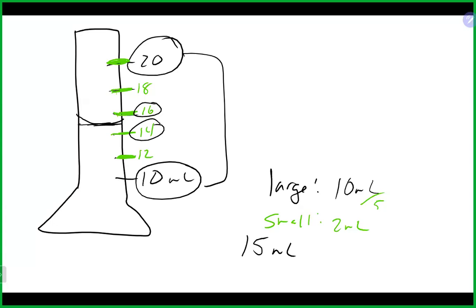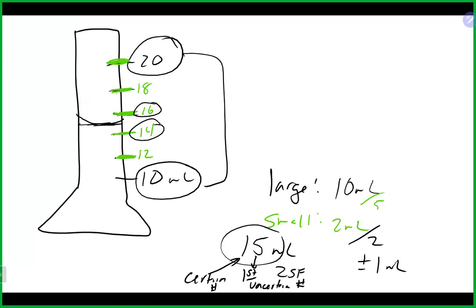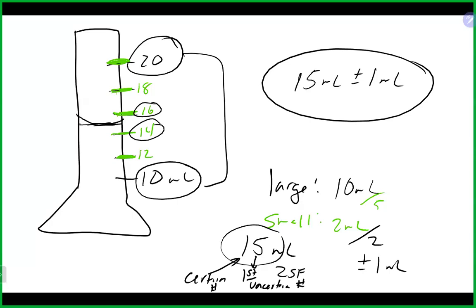That would mean, in this particular case, how many significant figures does it have? This number has 2 significant figures, right? So this has 2 significant figures. This would be my certain number. This would be my uncertain number, right? And if I do this and divide it by 2, it would tell me that really plus or minus 1 milliliter is the best I could do on that measurement. And we would record something like 15 milliliters plus or minus 1 milliliter.